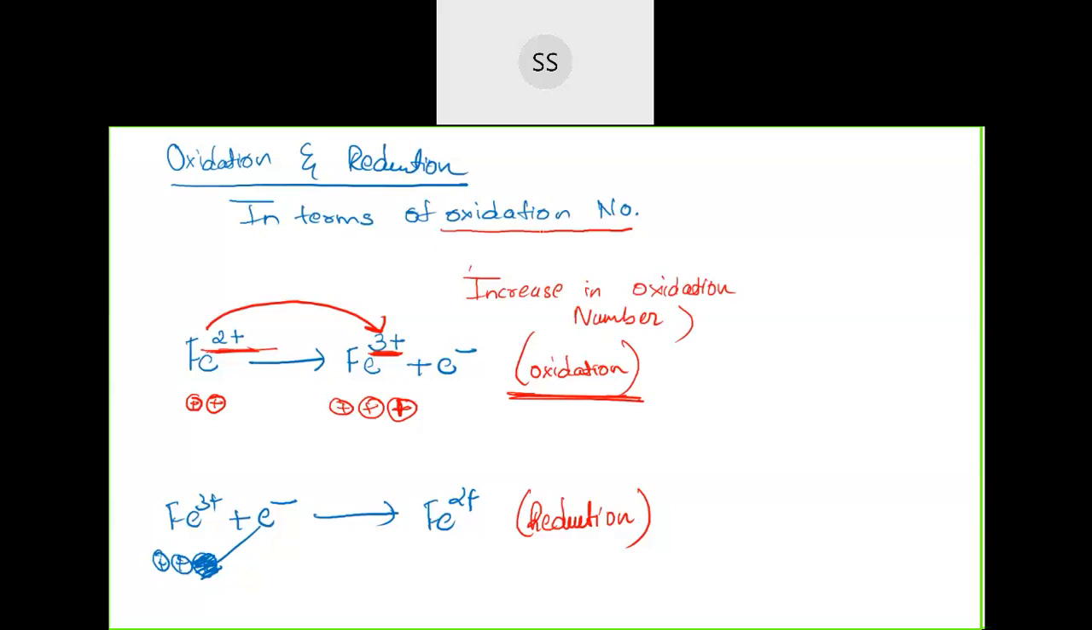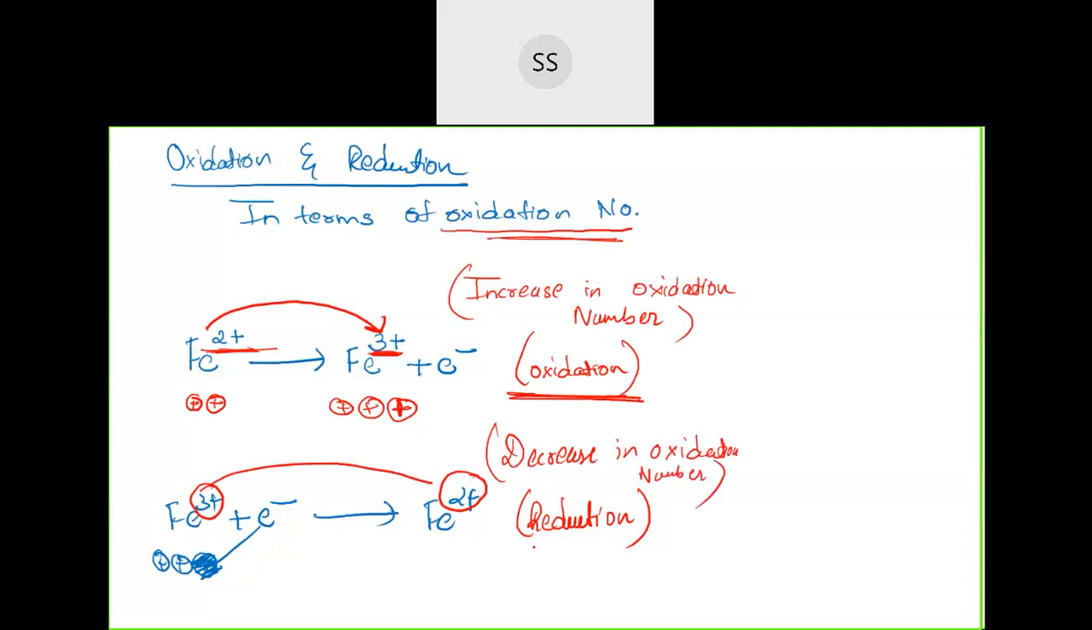In terms of this we are defining now. And in this case, Fe3+ to Fe2+, there is a decrease in oxidation number. So a decrease in oxidation number is a reduction. So that's what we have defined in terms of oxidation number. You can write it down, students, now. Able to understand? Any problem? Just let me know. Able to follow this much? If you have any confusion, you can ask me.